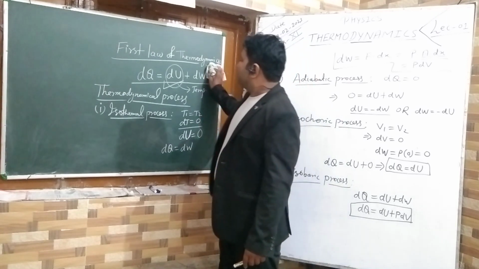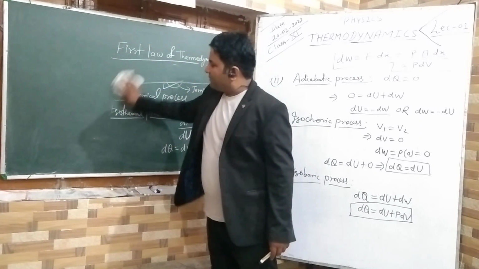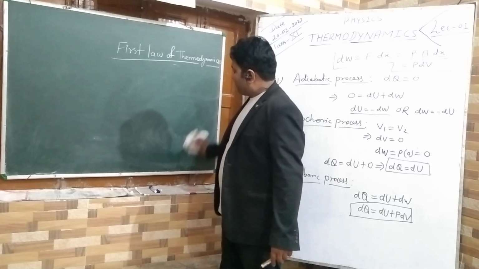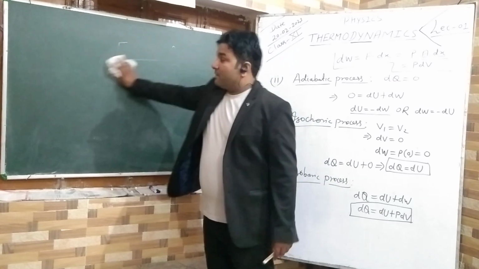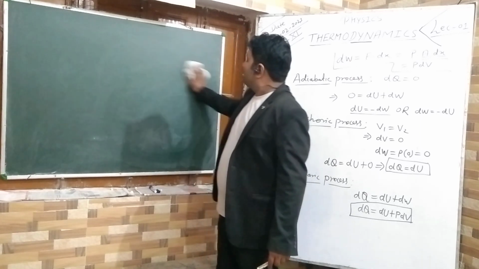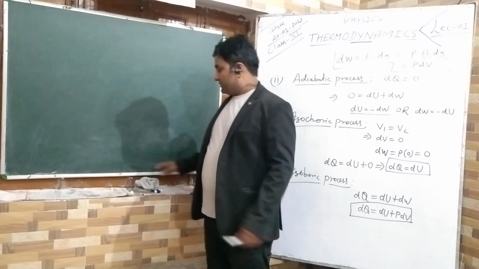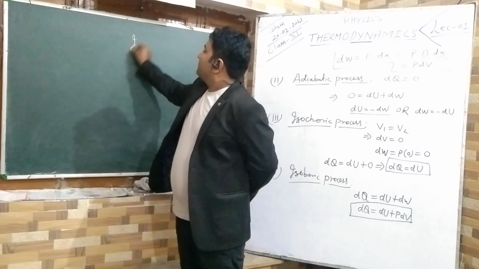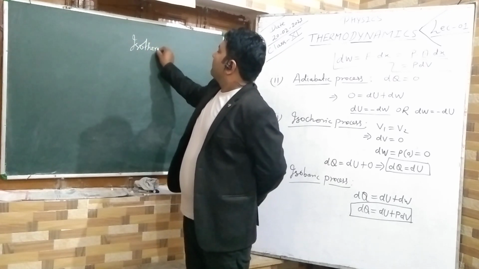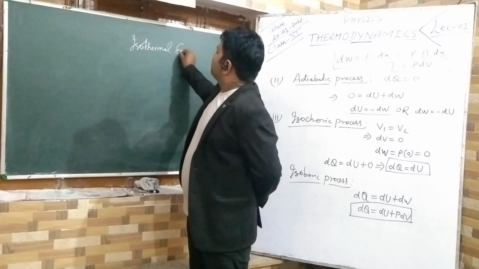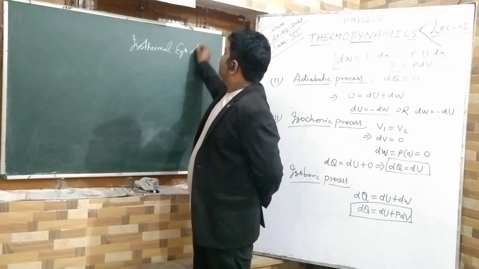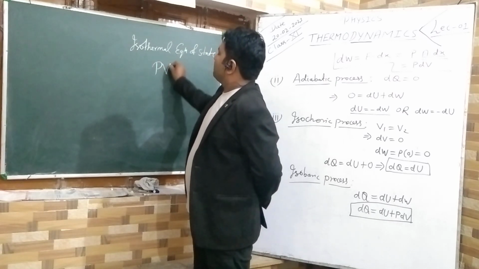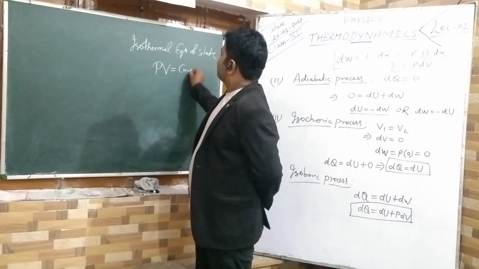And always remember, there are two equations of state, one for isothermal and second for adiabatic. In the whole chapter, we will follow two equations of state. Let's see. First, the isothermal equation of state. That is PV is equal to what? Constant.